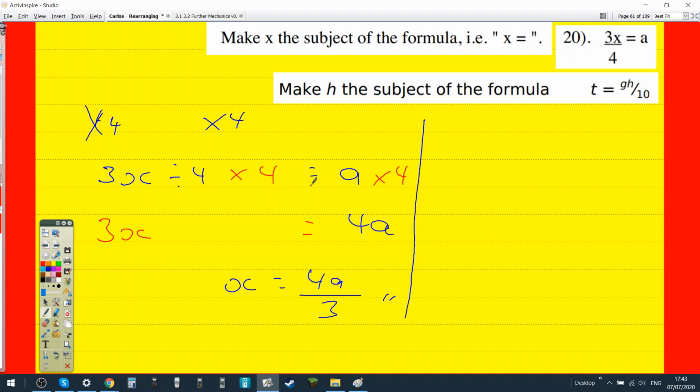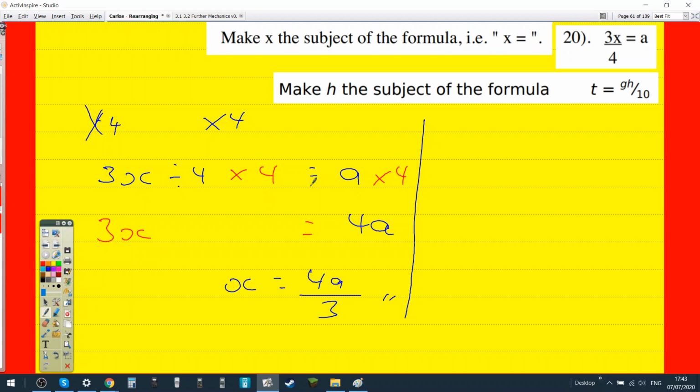T equals GH over 10. Okay, so you would have to do... Wait, does GH stand for something? It's just G times H. Okay. T equals GH over 10.